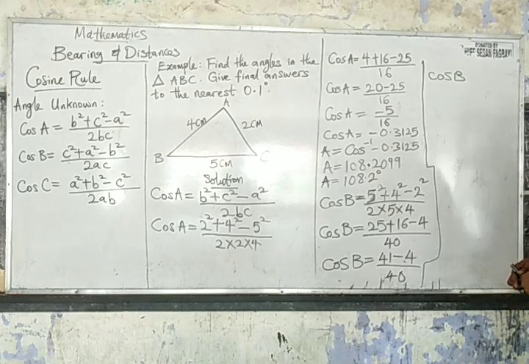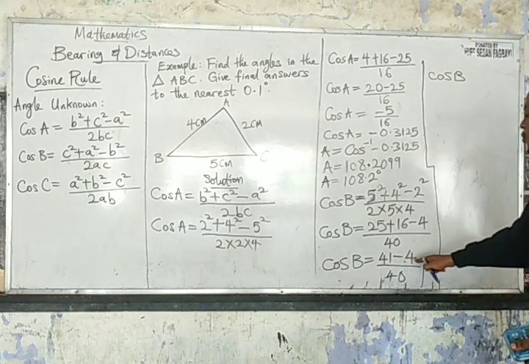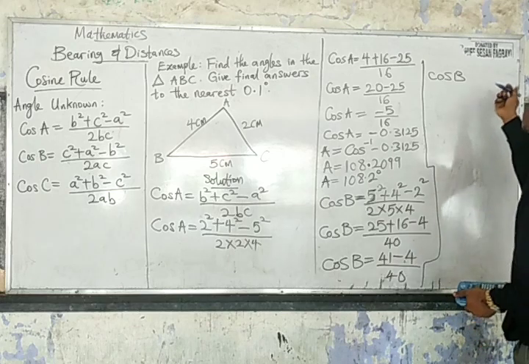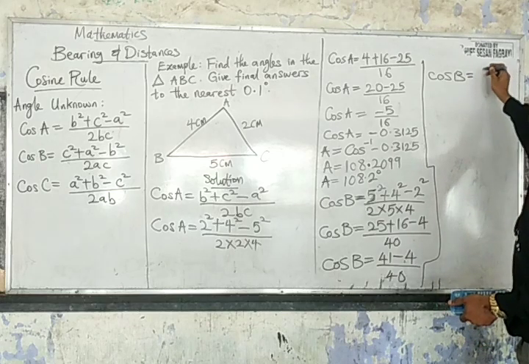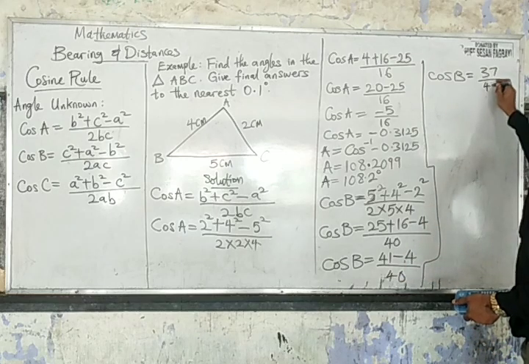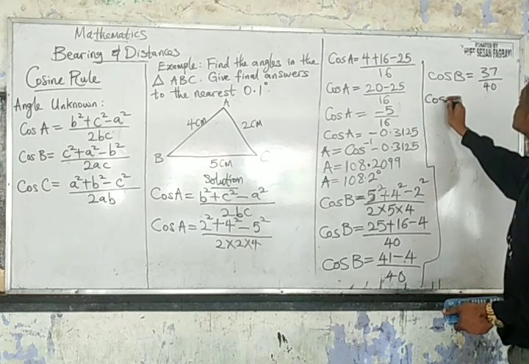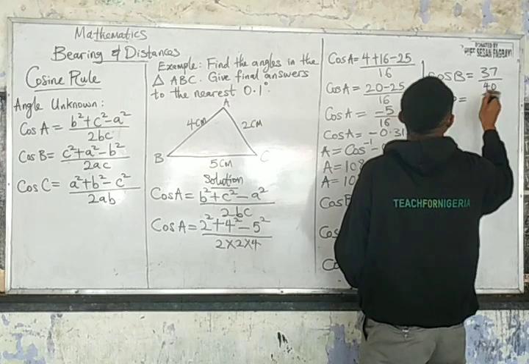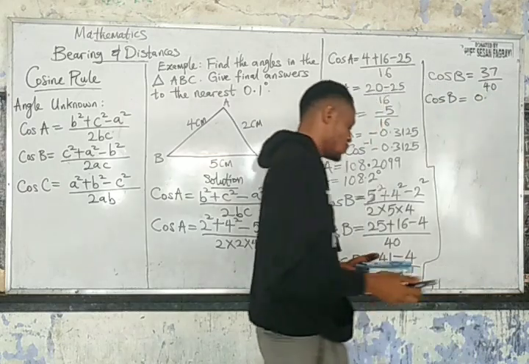So for the cos B here, we have 41 minus 4. This will give us 37. We have 37 all over 40. So cos B is going to be equal to 0. Check.